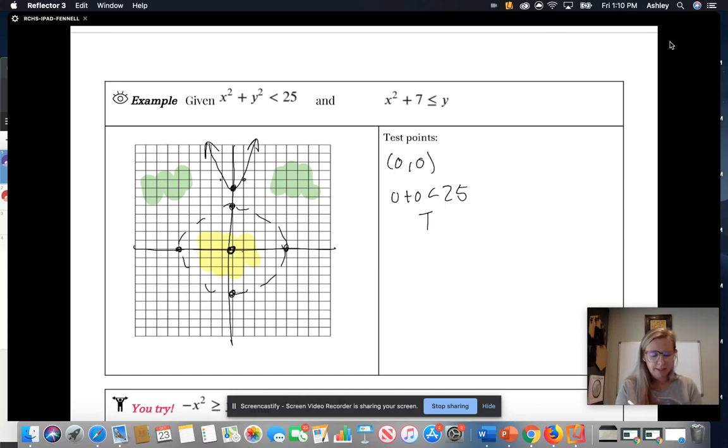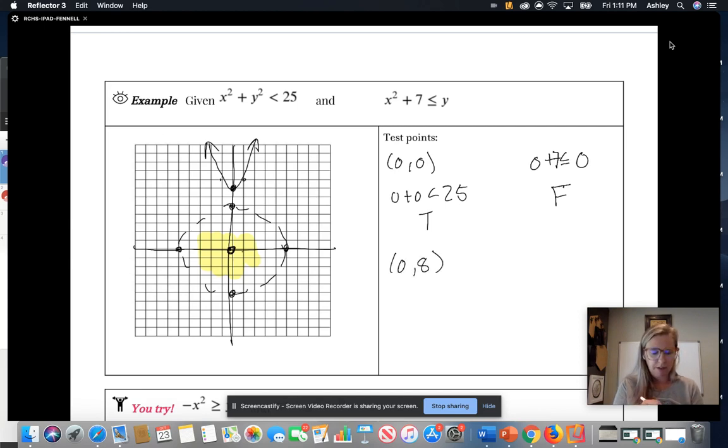All right, well, let's test it in the quadratic and see what happens. We end up with 0 plus 7 is less than or equal to 0. 7 is not less than or equal to 0, so that is false. So that means we must be shading inside our quadratic function. So I'm just going to pick a point inside and test that out. I know my vertex is at 0, 7, so let's try 0, 8.